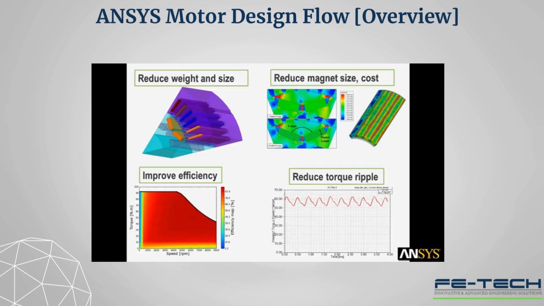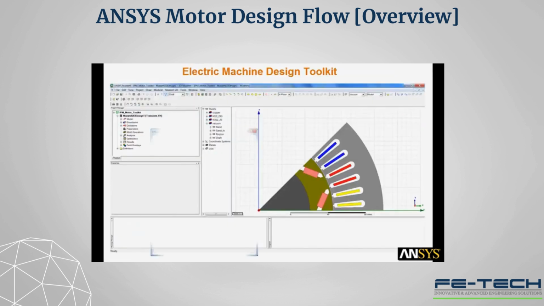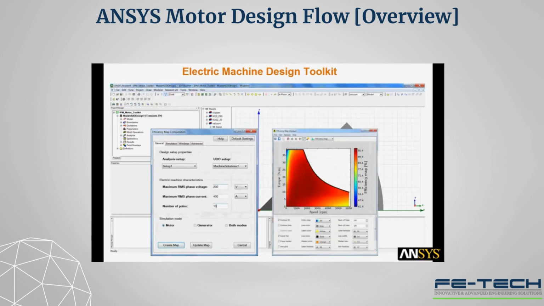We now show you how you can use the integrated motor solution to meet common design objectives such as reducing weight and size of the motor, reducing the size of the magnets to save cost, improving efficiency, and reducing the torque ripple. Ansys has created an electric machine design toolkit to address the challenges. Automated scripting built directly in the Maxwell interface allows you to set up efficiency map calculations and compute torque speed curves and efficiency maps automatically.